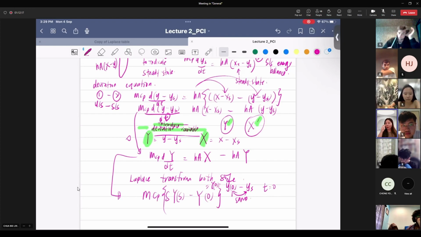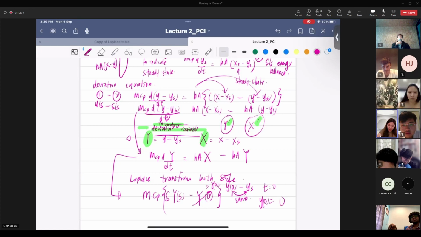Just like when you have an initial temperature of the thermometer at 24, at time equals to 0 the thermometer reading is still 24. No time to change because it is just the beginning of the change. Therefore, these two values will be the same, giving you Y0 equals to 0. You can cancel the initial condition, you don't need it. So MCP times SYS minus Y0, then continue with the other side.